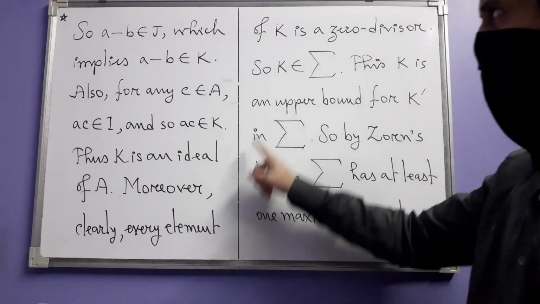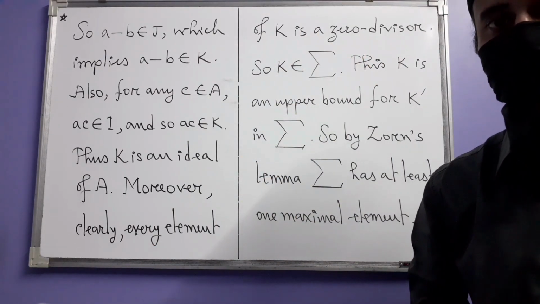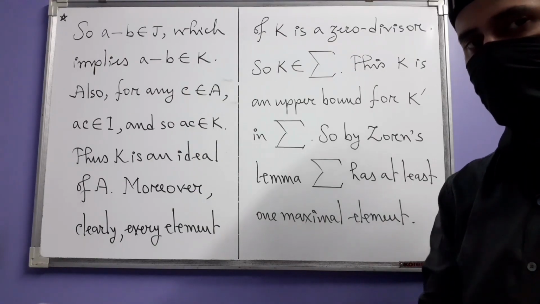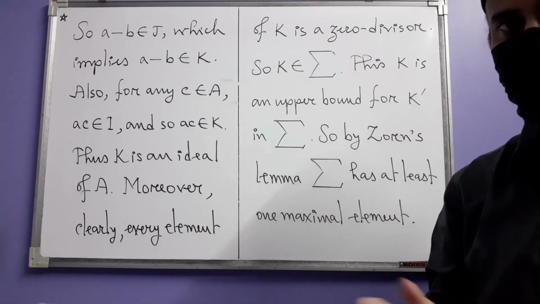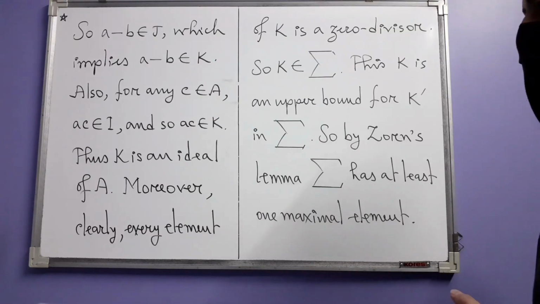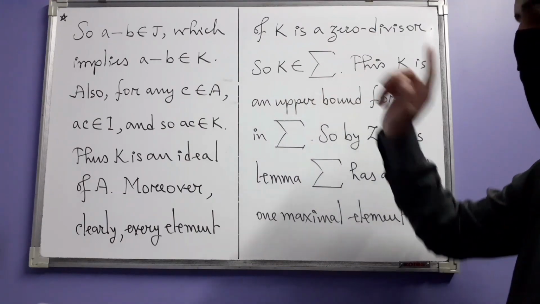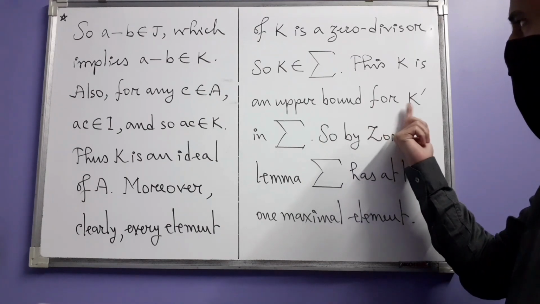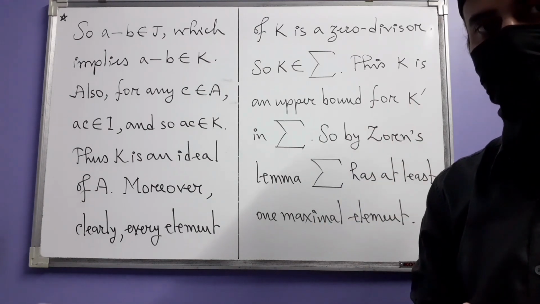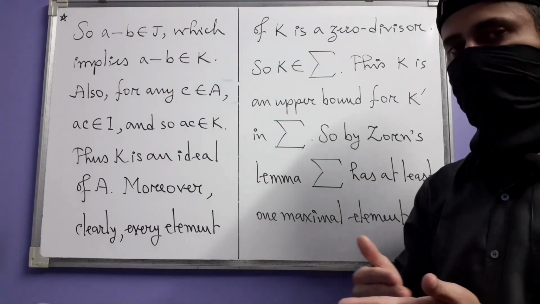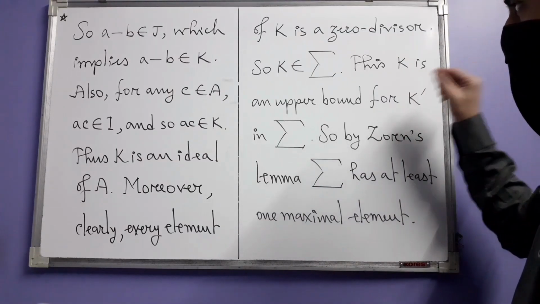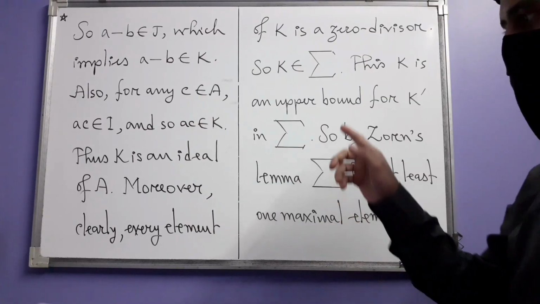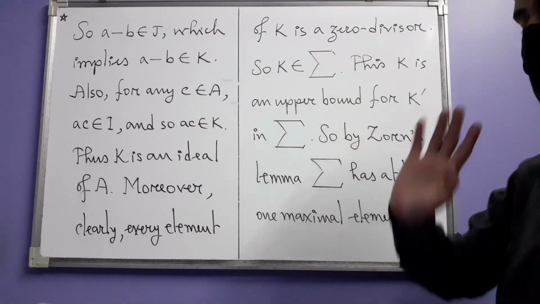Moreover, clearly every element of K is a zero divisor. Why? Because K is a union of ideals where in each ideal every element is a zero divisor. So automatically all the elements of K will be zero divisors. But then K qualifies to itself be an element in sigma. And obviously then K becomes an upper bound for our chain K prime in sigma. Why? Because K is the union of all the elements in K prime, so each element in K prime is a subset of K. In that sense, with respect to the subset relation, K becomes an upper bound.